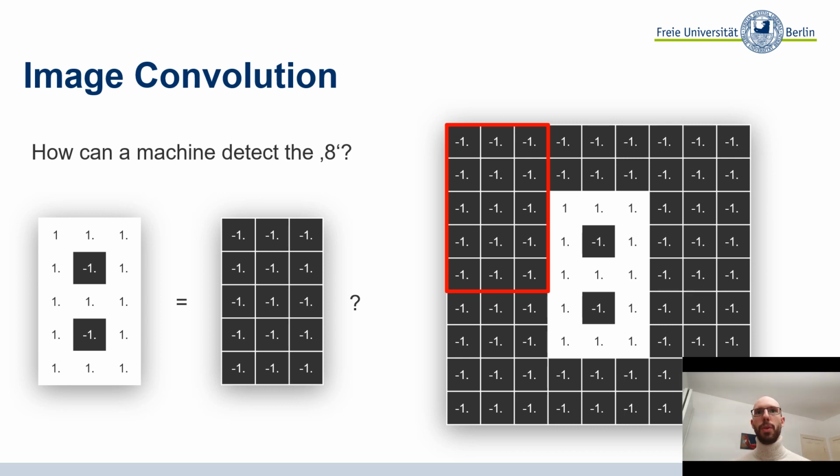So what could we do? For example, if we look at this sub-window of our image, we could check whether that feature, whether this sub-window, is present there. So we want to compare this sub-window with this sub-window. How do we do that?